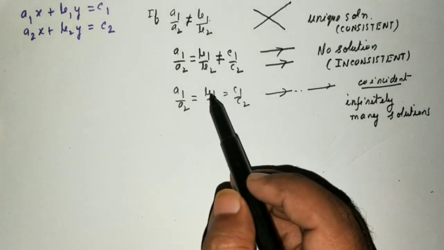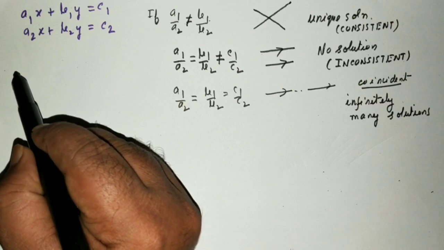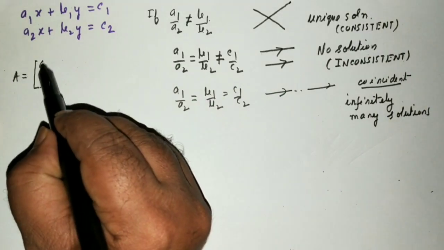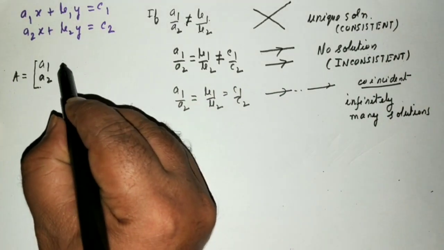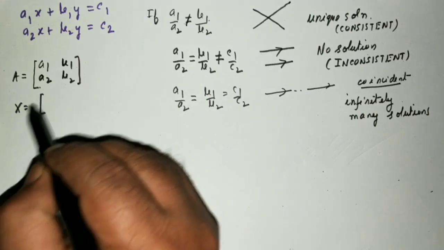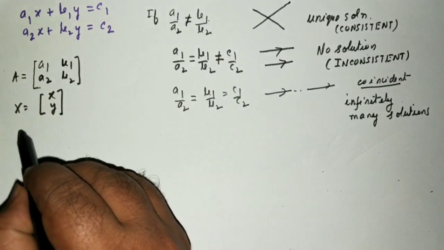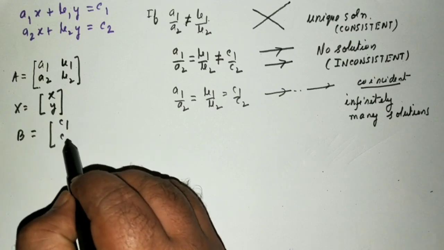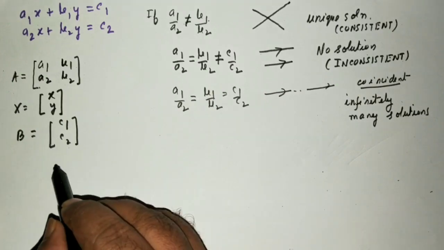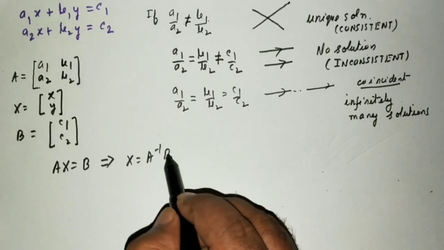Now, the same thing we are going to prove by matrix method. That is, we take A as the coefficient matrix. We have done this. We take X as a variable matrix and B is the constant matrix. Now this is not equal to the null matrix, so it is non-homogeneous. So this is the equation, we have done it before, and X is equal to A inverse B.